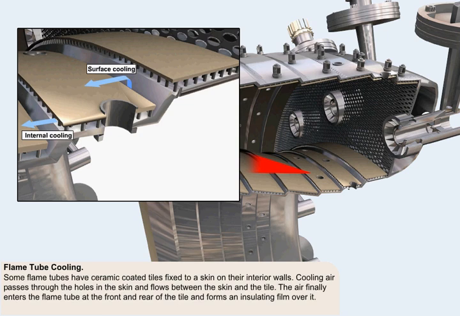Some flame tubes have ceramic-coated tiles fixed to a skin on their interior walls. Cooling air passes through the holes in the skin and flows between the skin and the tile, which has a ridged surface. The ridged surface improves the heat transfer between the tile and the air. The air finally enters the flame tube at the front and rear of the tile and forms an insulating film for the tile as it flows over it.